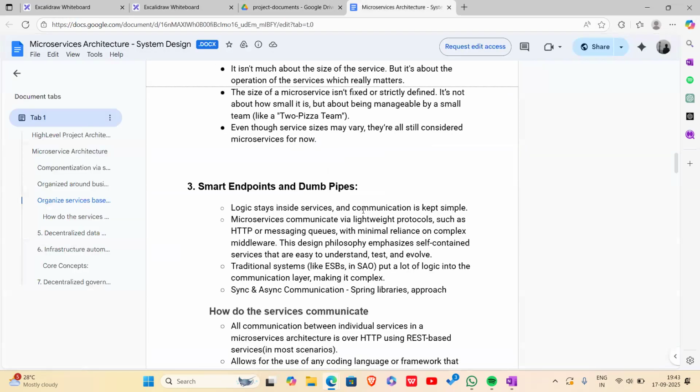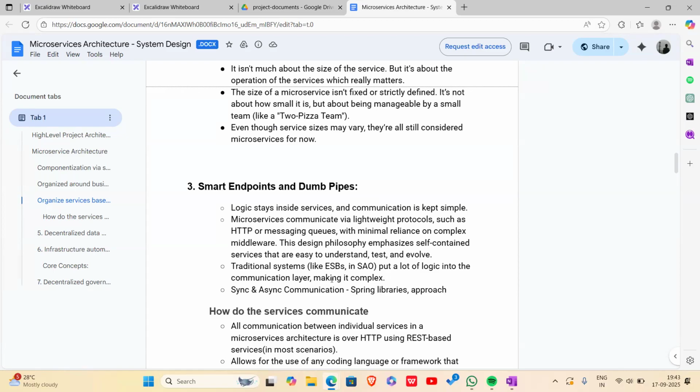The logic stays inside the service and the communication is kept simple. Microservices communicate via lightweight protocols such as HTTP or messaging queues, with minimal reliance on complex middleware. The design philosophy emphasizes self-contained services that are easy to understand, test, and evolve. Traditional systems like ESBs in SOA put a lot of logic into the communication layer. As I mentioned, they put a lot of logic in the communication, making it complex.